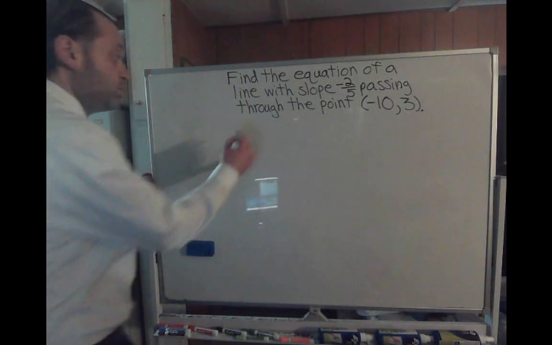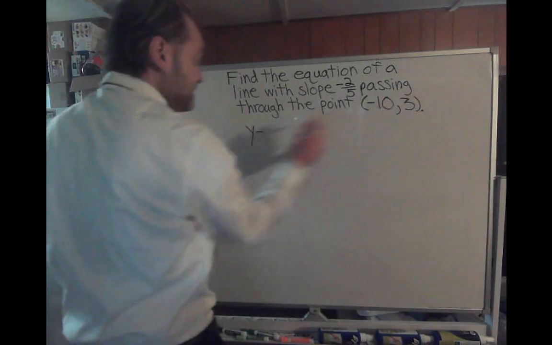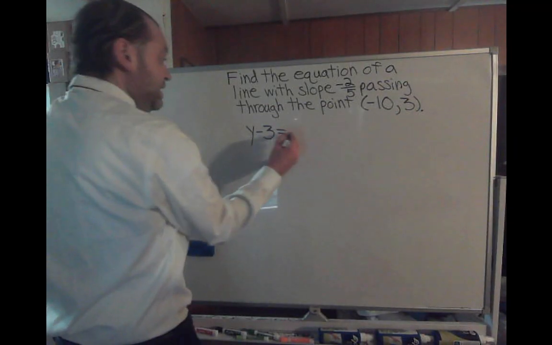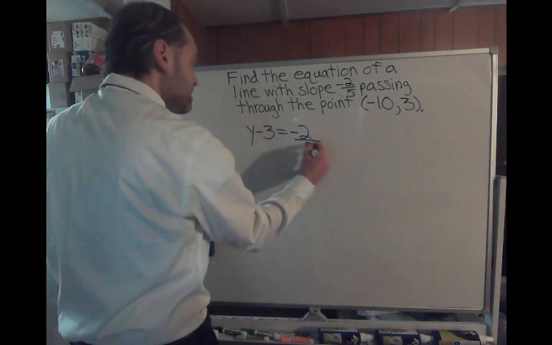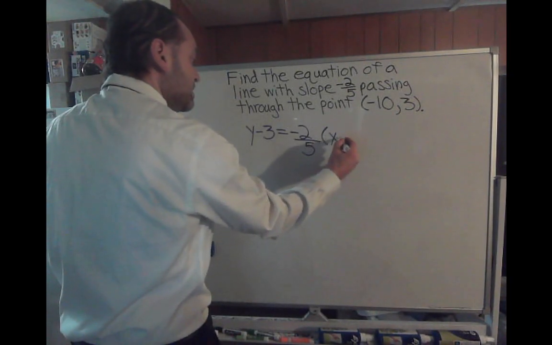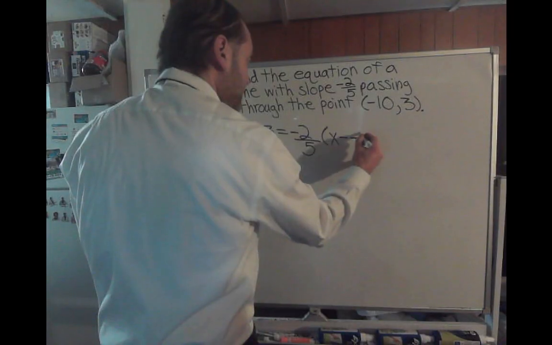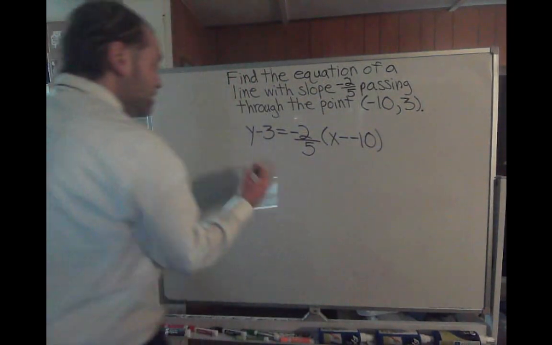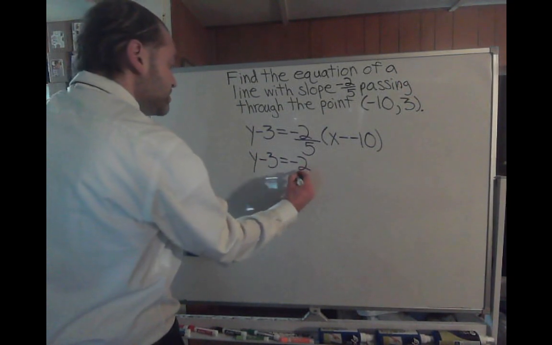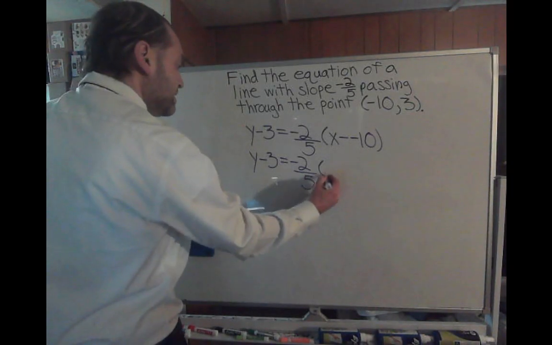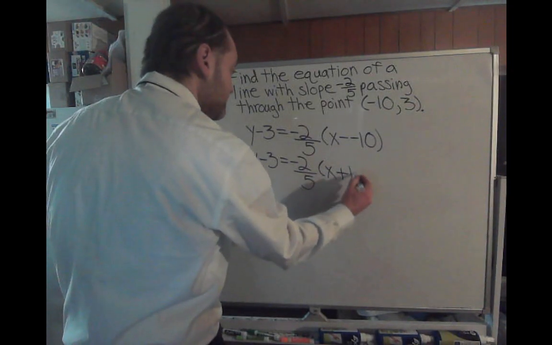So start out with y minus the value of the y-coordinate of the point it passes through, which would be 3, equal to your slope of -2/5 times x minus the x-coordinate of the point it passes through. So that'd be minus -10, which would turn into y minus 3 equals -2/5 times the quantity of x. Then you have minus -10. This would turn into x plus 10 for that quantity.